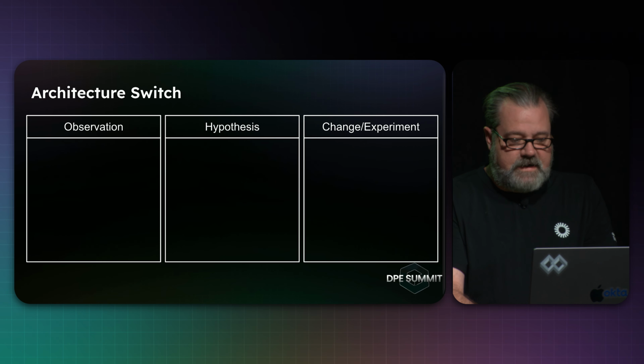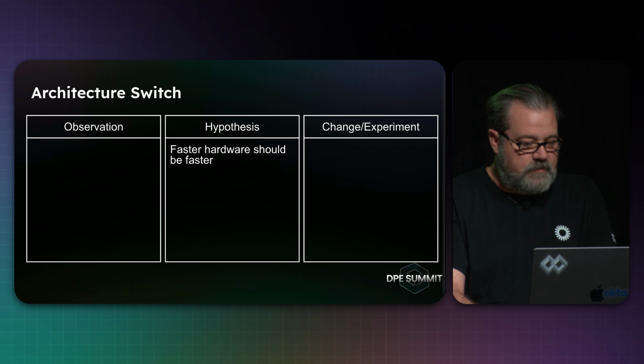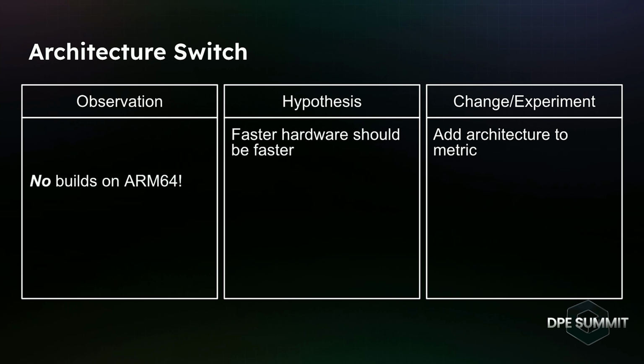We weren't instrumenting our data with the CPU architecture, so we added it. And what did we find? No builds. Nobody was building with ARM86, or ARM64. So this was a surprise, and we knew it wasn't actually true, so there was a problem with the instrumentation.